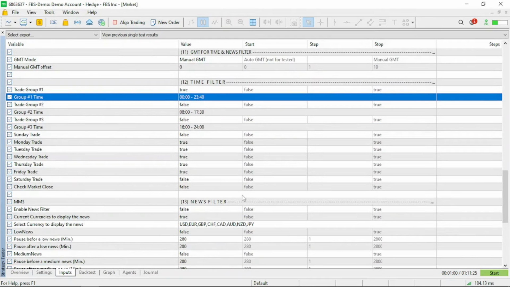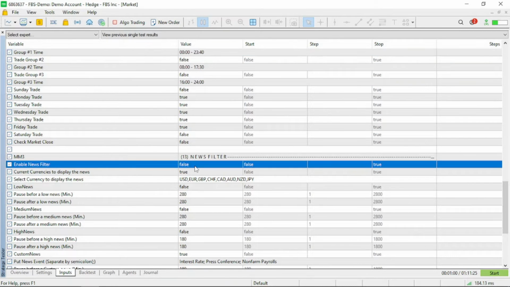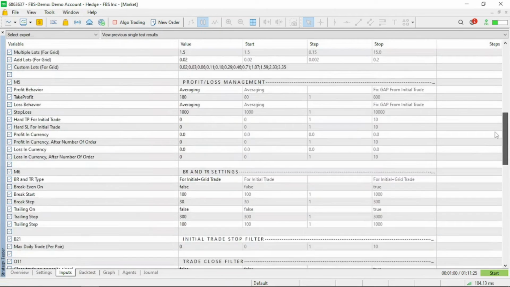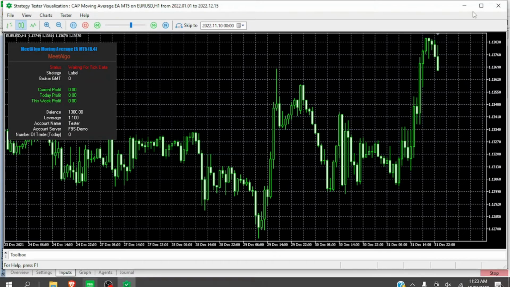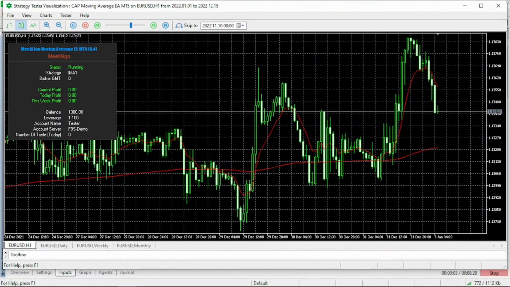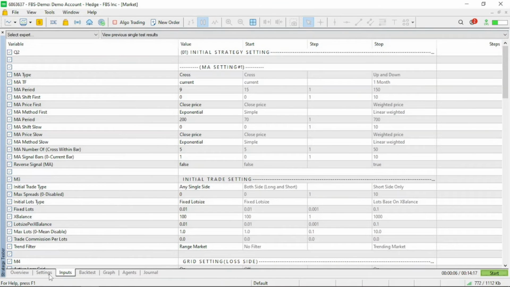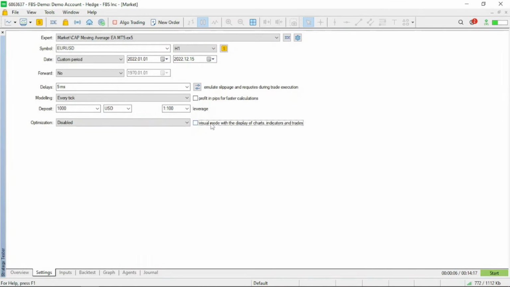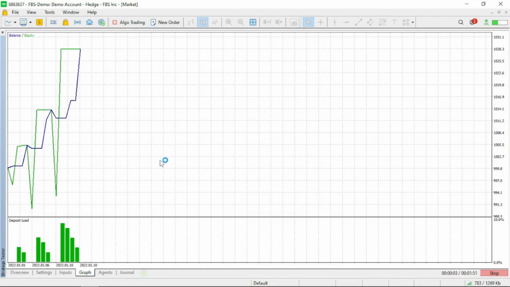You will see it does have quality trade group filters. However, remember to adjust it according to your own trading broker server time. What I'd like to do next is run a year test. So what we're going to do is cancel the visual mode tester for now and then run it for the last year.